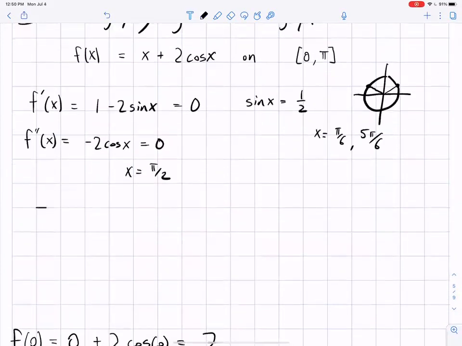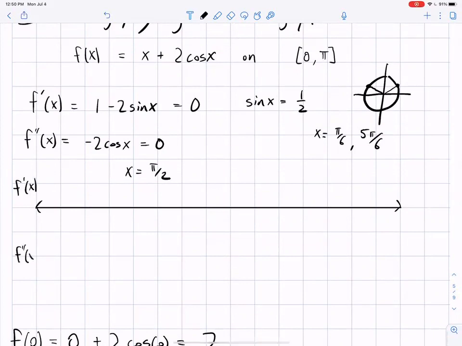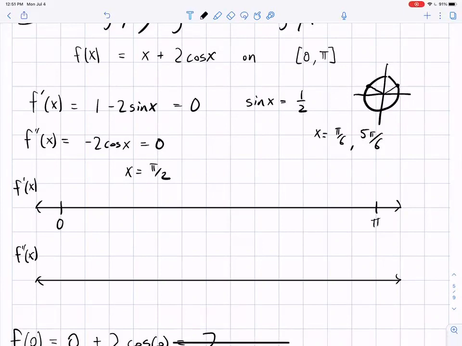So let's make our number lines. Here's our f prime of x number line, our f double prime of x number line. So in f prime of x, we might as well put the endpoints in there to have an idea, because we know it's stopping there. And then we're going to put the critical points, which is pi over 6, and then 5 pi over 6. That's where the derivative is 0, there and there.